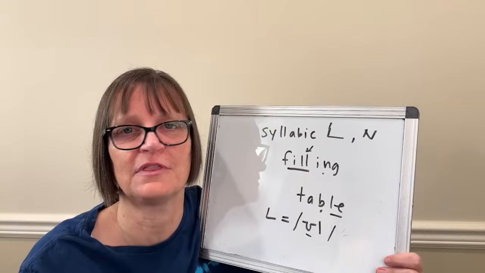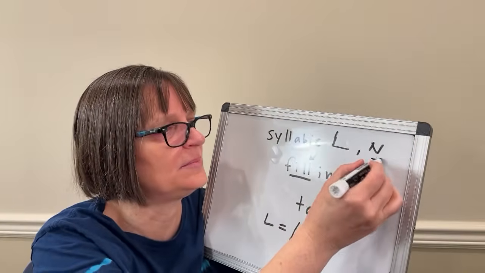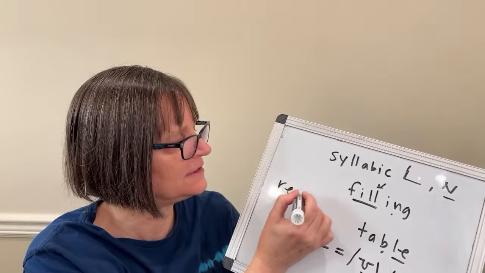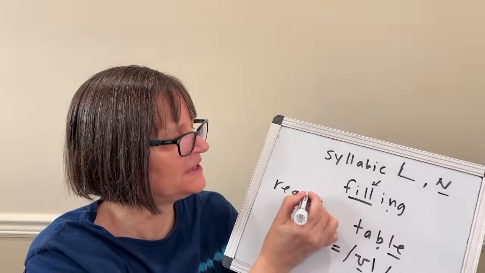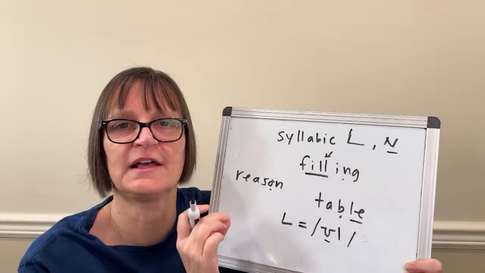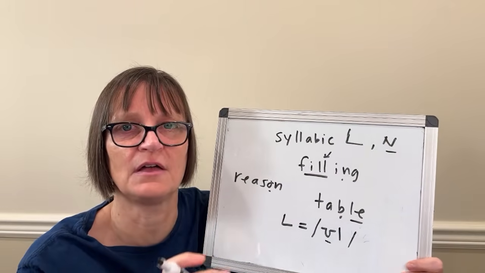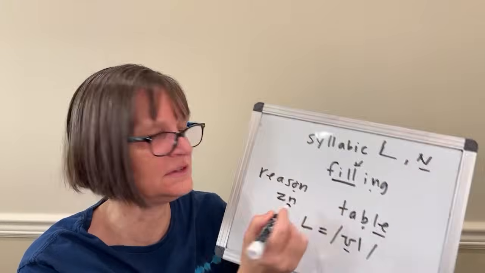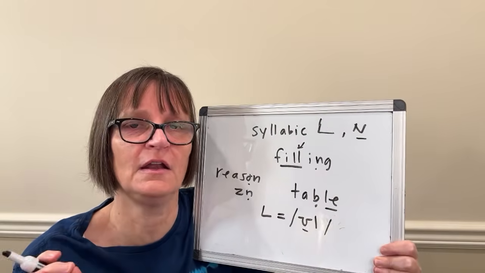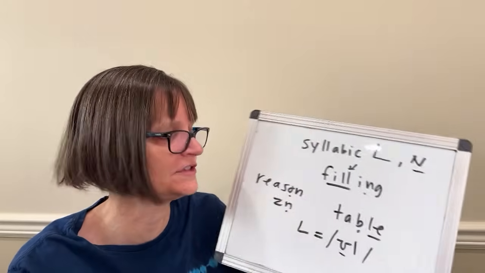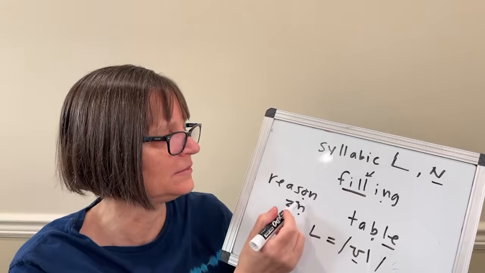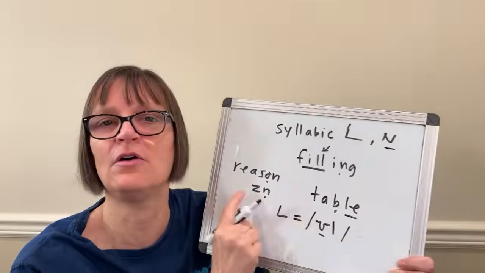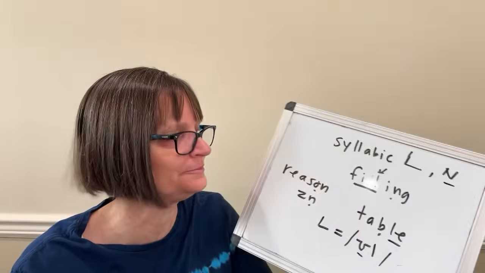Same thing happens with the N. Syllabic N might be, for example, in a word like reason. I'm not really saying a clear vowel here. It's not like sun, reason, zin. I'm really just going from the z to the n sound, and the n functions as the full syllable. First syllable re and second syllable zn, no vowel. The n just functions as the vowel.